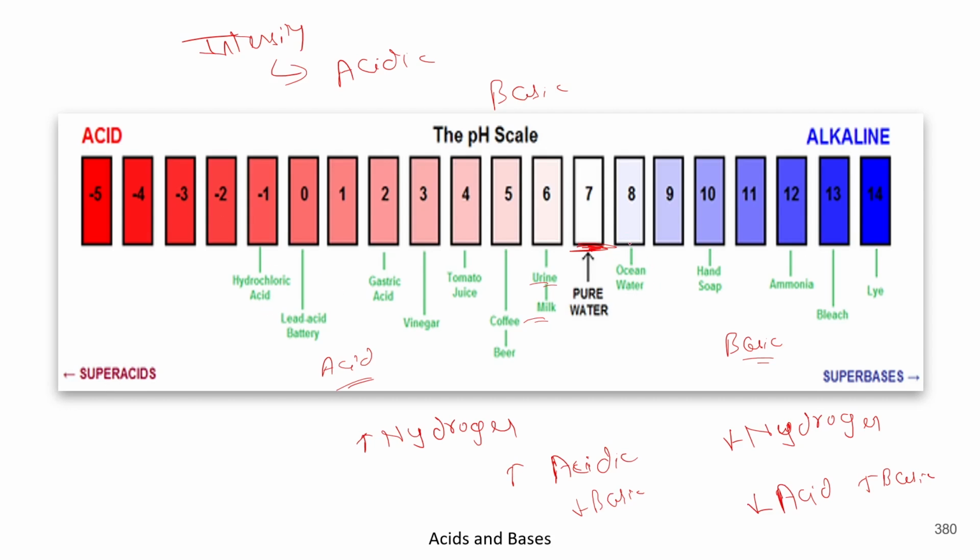Similarly, ocean water having 8 is basic. Hand soap having 10 is basic. Ammonia having 12 is basic. Bleach having 13 is basic. Lye having 14 is basic. So this is about the pH scale. You can remember it, or you can also say that if a substance has a value below 7, then it is an acid.